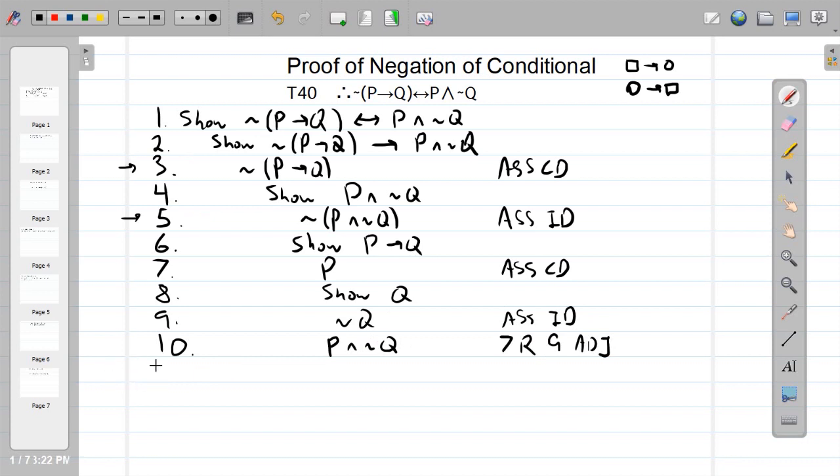And that's useful because it contradicts this thing, line 5. Line 5 is it's not the case that p and not q. This is p and not q. So if I say line 5 repeat, line 10 ID, I can close off this show line.